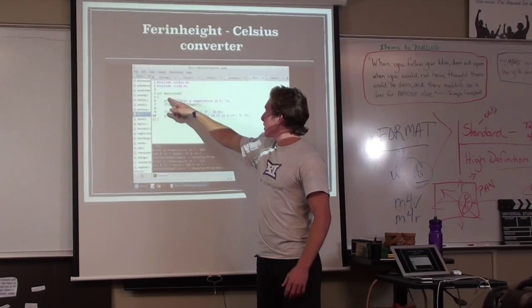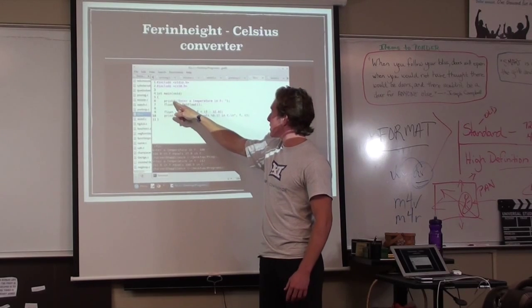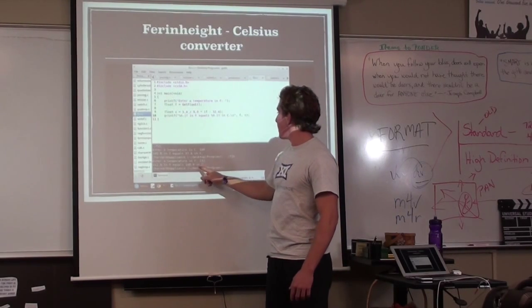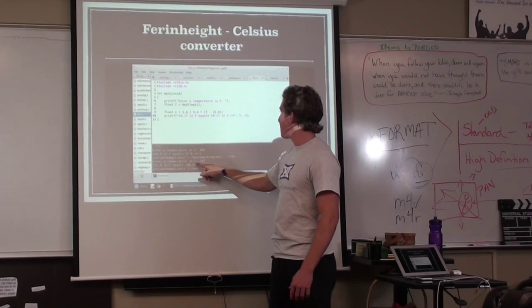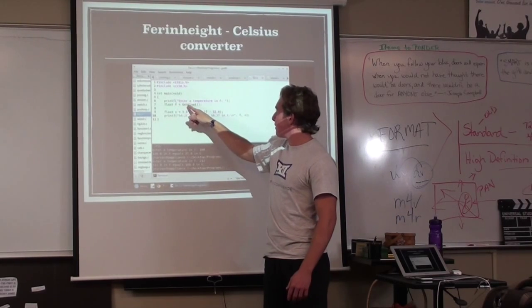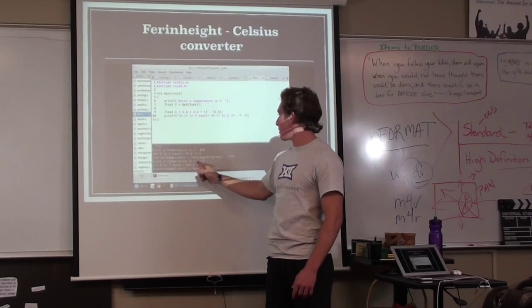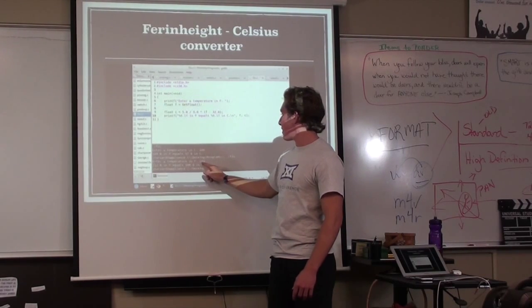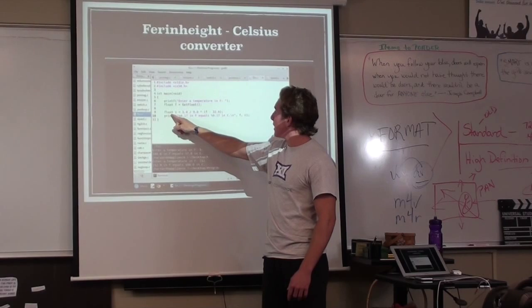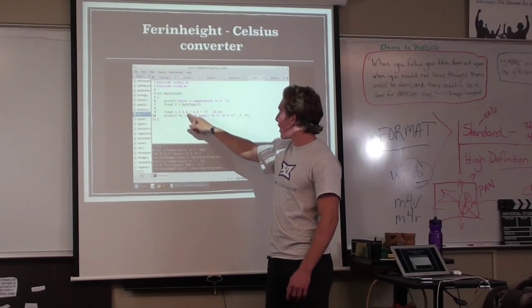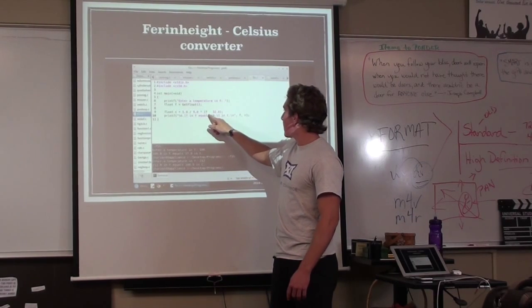Int main void, that's where the actual program starts. So printf, enter a temperature, and you can see that appears down here. And then it declares a float f, and then it retrieves the float f from the user, which happens right here. So I typed in 212, and then it declares float c equals 5 divided by 9 times f minus 32.